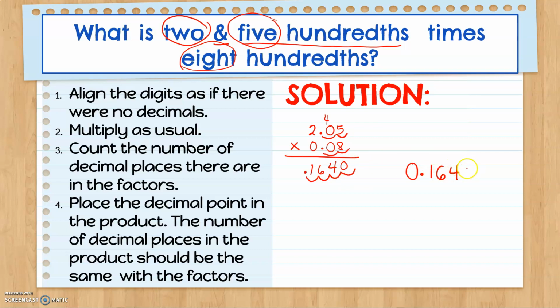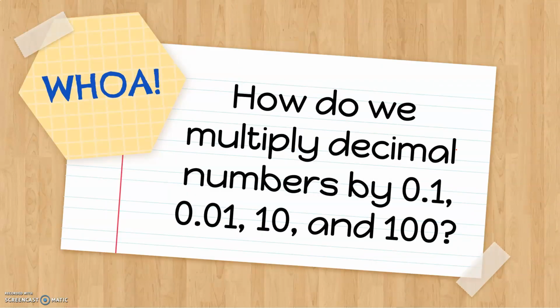This 0 here can be removed already because 0.164 is just the same with 0.1640. So let us avoid adding too many zeros here. Even if you add 1 million zeros after the digit 4, the value of this number will just be the same. Okay, even if you add 100 zeros after the digit 4. Okay, so now let's proceed to the next one.